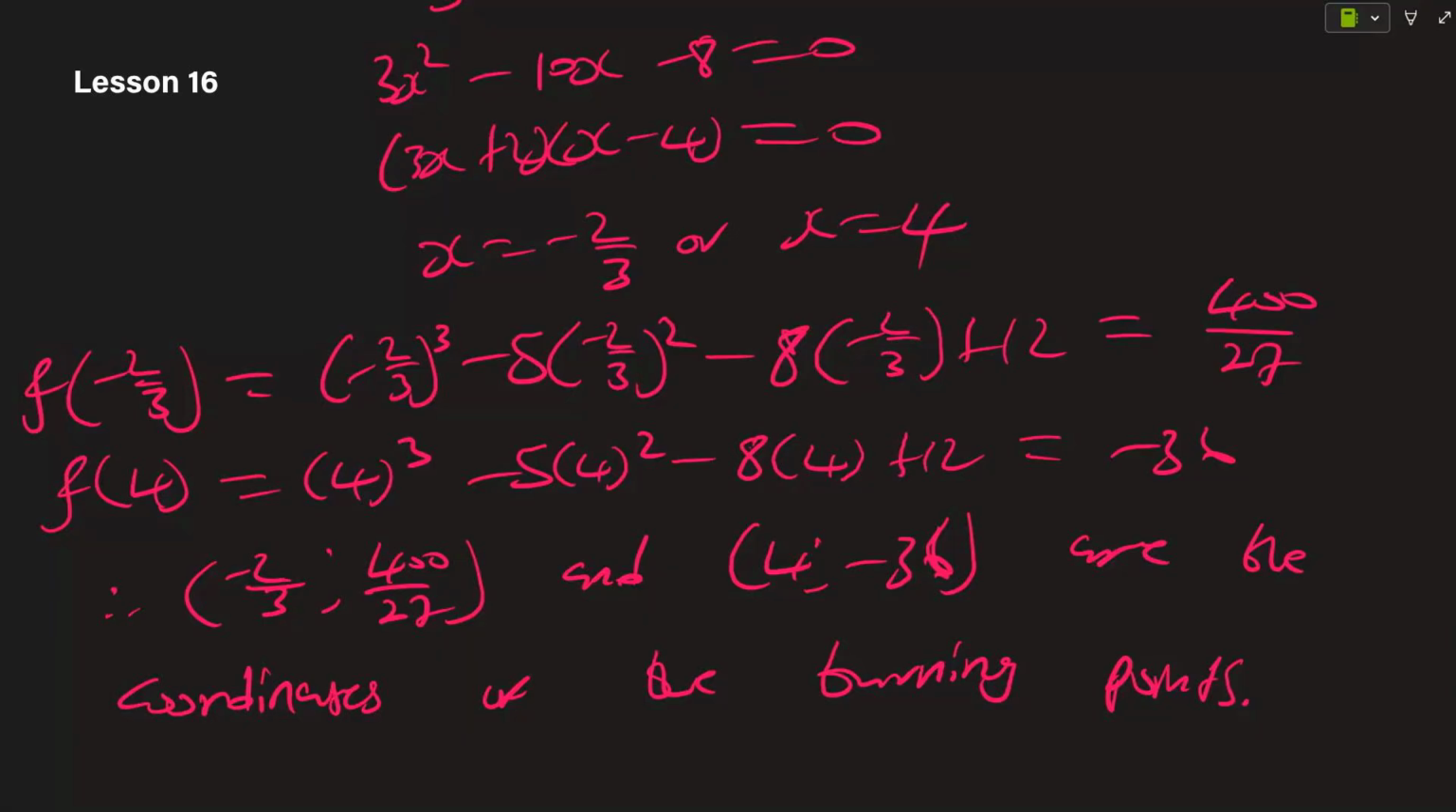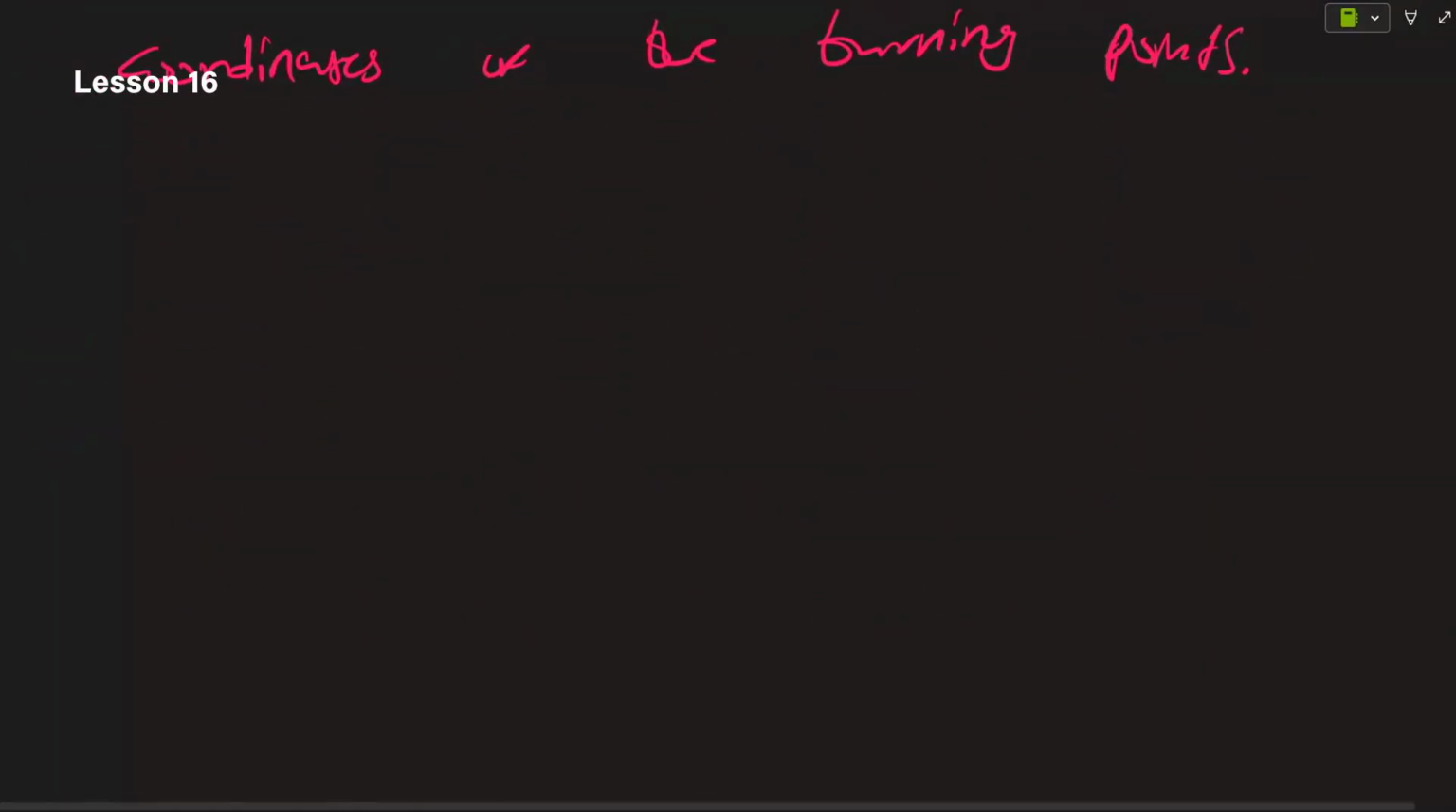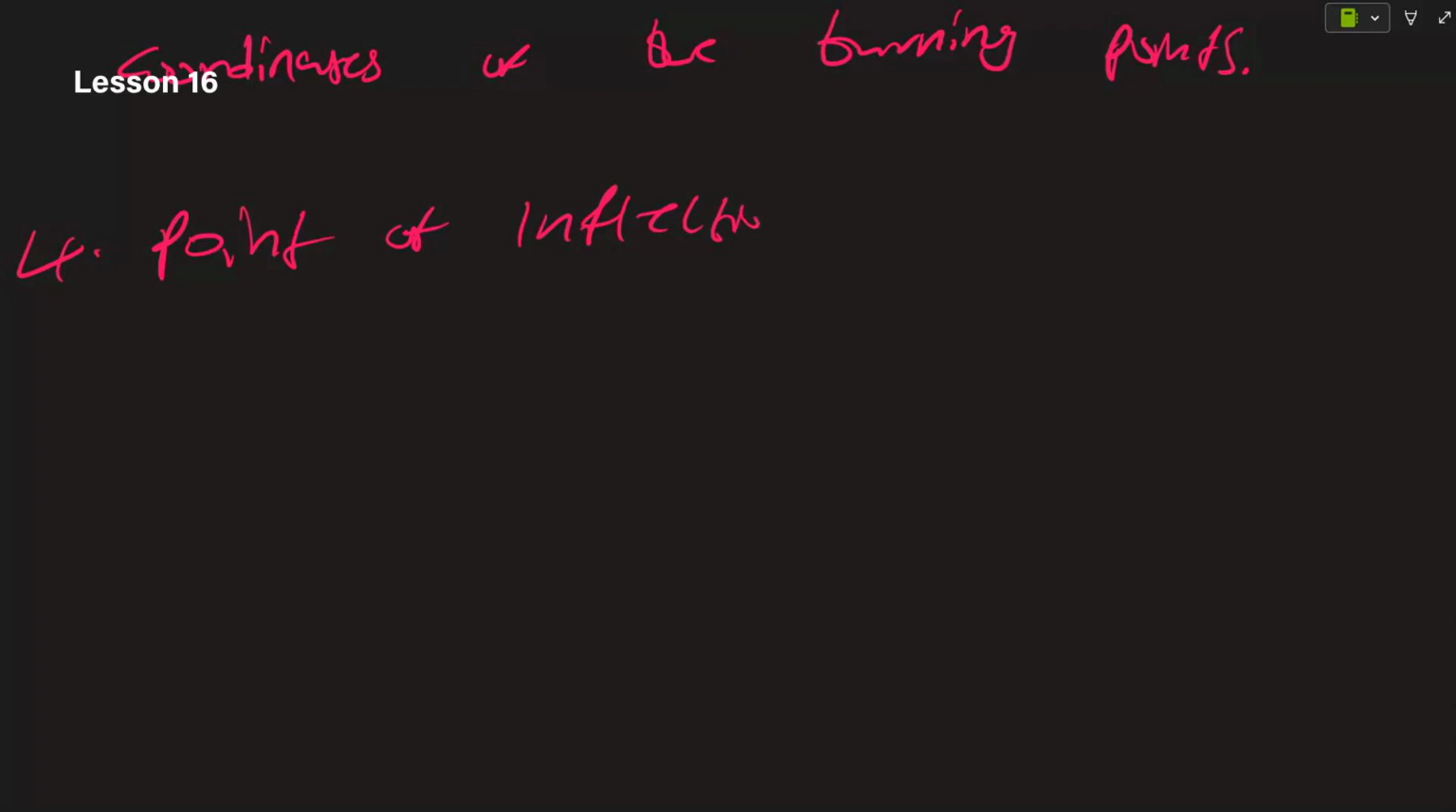But now the highest degree of a cubic function is 3. So 3 minus 1 is 2. That is why we've got 2 turning points for a cubic function. Right. So another thing that you must get now, the fourth condition, is the point of inflection. For the point of inflection, the second derivative is equal to 0.